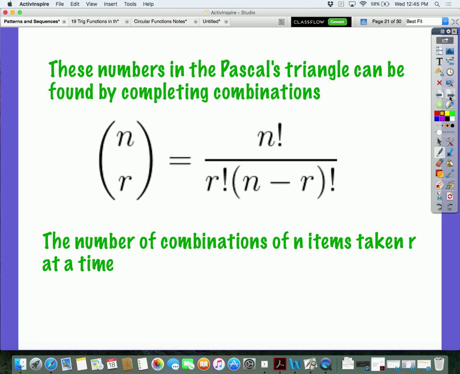Okay? The number of combinations of n items taking r at a time. So let's say we were looking at our 20th row of Pascal's triangle, and we wanted the coefficient for the 13th term. 20 would be n, 13 would be r, and that's the formula we use to figure out what that coefficient exactly is, instead of doing out 14 more lines of Pascal's triangle. Okay?